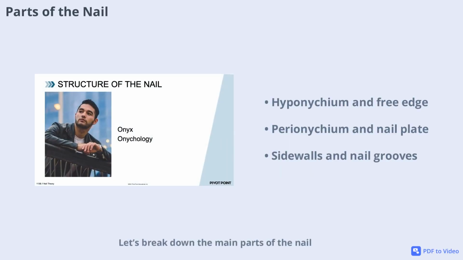Let's break down the main parts of the nail. The hyponychium is the living tissue underneath the free edge, while the free edge itself protects the tips of fingers and toes. The perionychium covers the sides of the nail plate, and the nail plate is the visible area from root to free edge. Sidewalls are folds of skin on either side, and nail grooves are tracks the nail moves on as it grows. The nail bed is where the nail body rests, supplied with nerves and blood vessels for nourishment. Understanding these parts helps you assess nail health and provide targeted care.